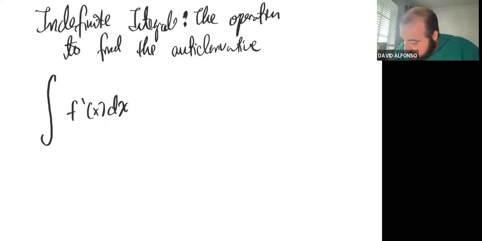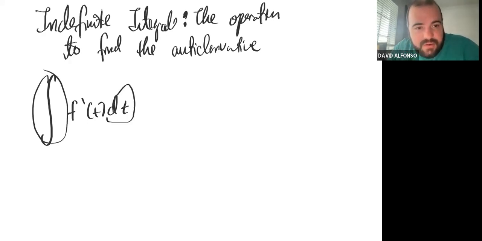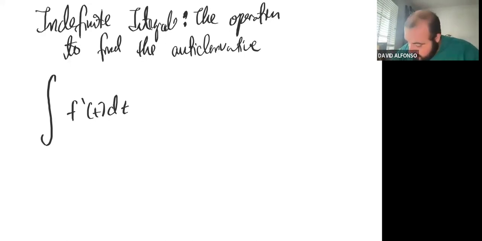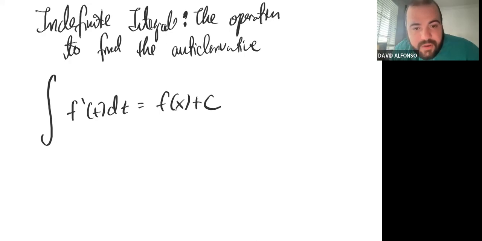So if this was f of t, you would have to say dt. Okay, so all of this goes away once you find the antiderivative, but this is how you set up the operation to find the antiderivative. And of course, this would be equal to F of x plus C, right?